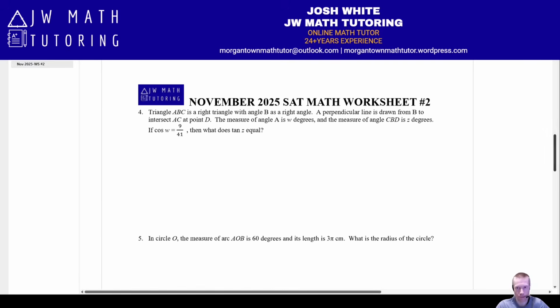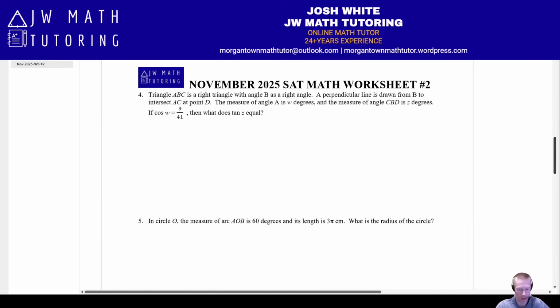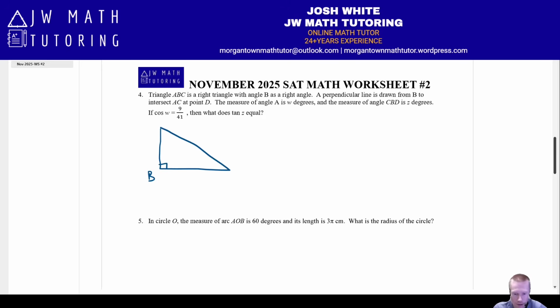All right, let's go to the top of the next page. Question number 4. Here we have a right triangle trig problem. So essentially what's going on here in this problem is you have a right triangle. Let me just make sure I match everything to my notes. You have the altitude here. It is perpendicular to the hypotenuse at point D.